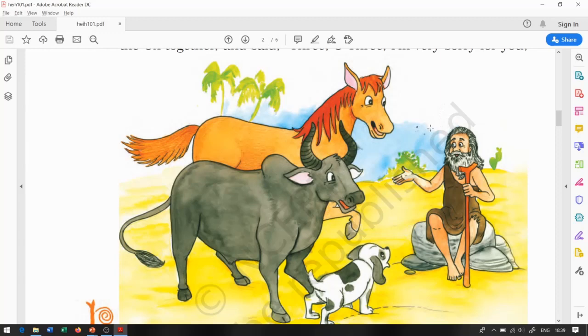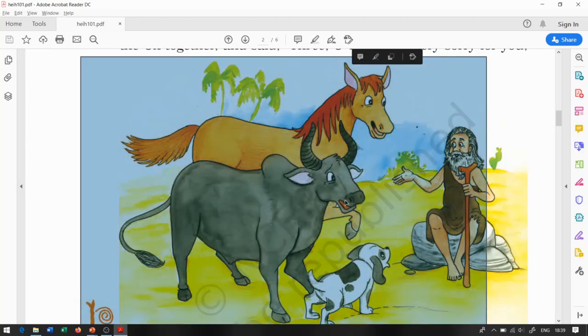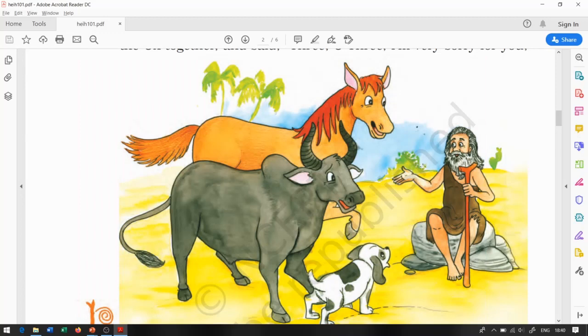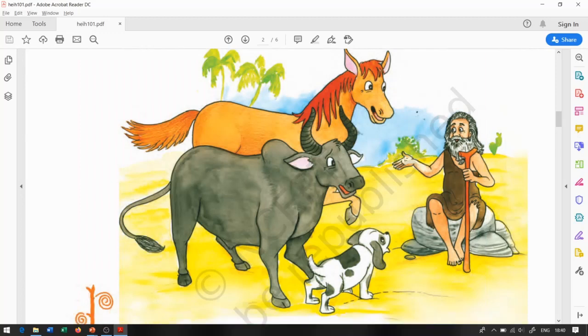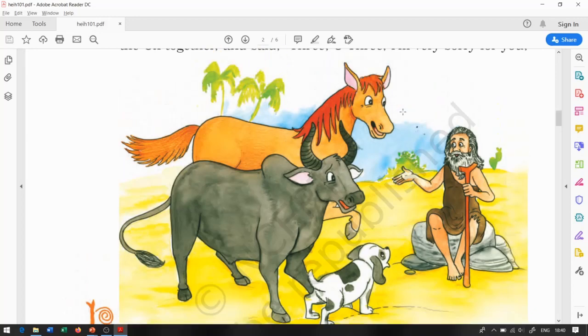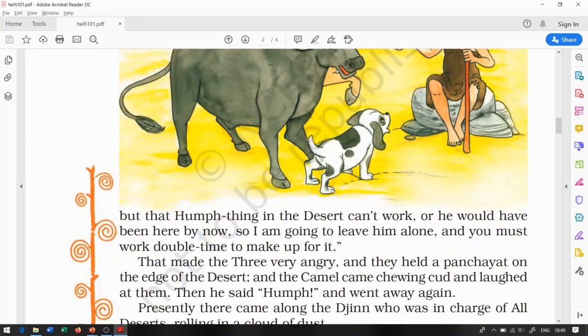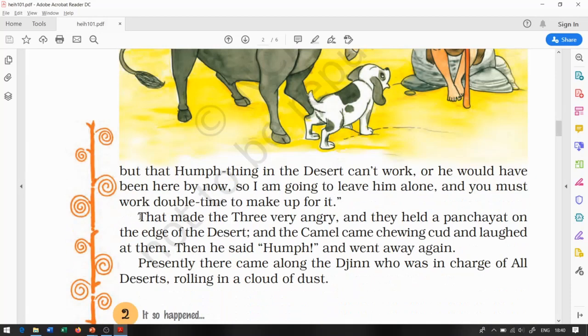So now what you have to do is, you all three will have to work double the time in order to make up for the work that the camel is not doing. So what will happen to these three? They obviously felt bad. That made the three very angry, because why would they do somebody else's work?